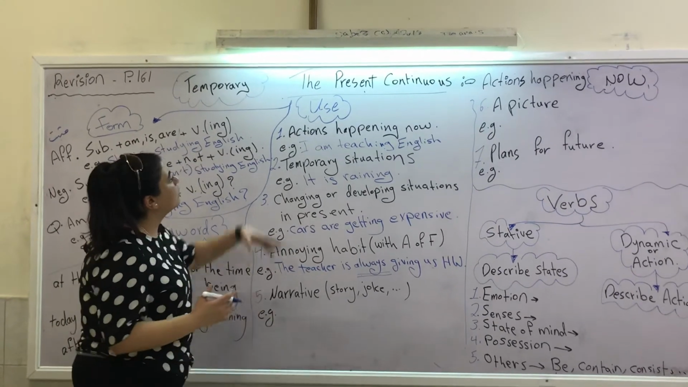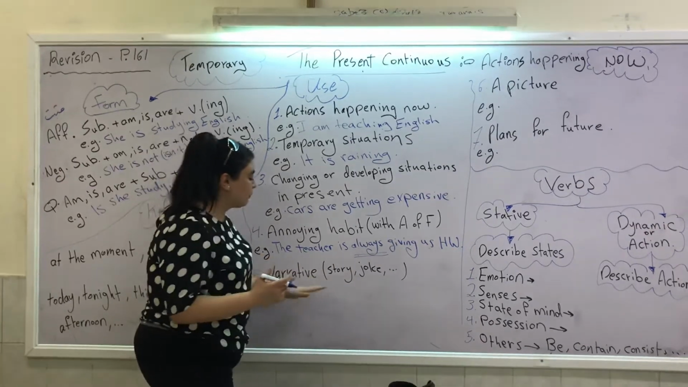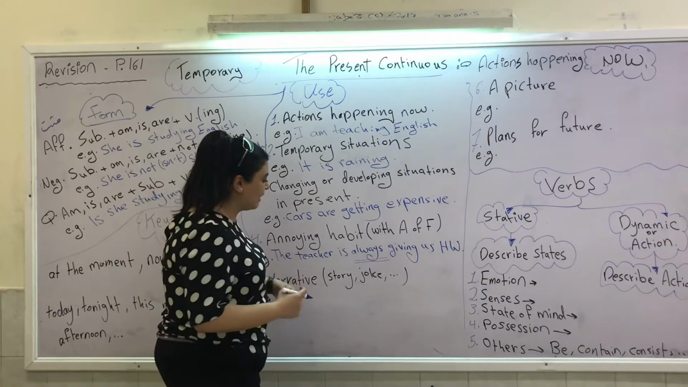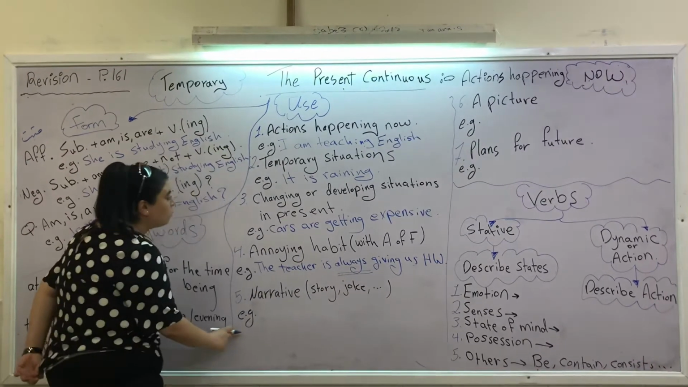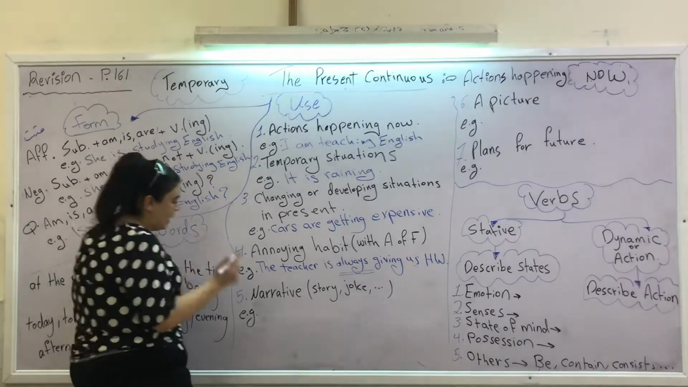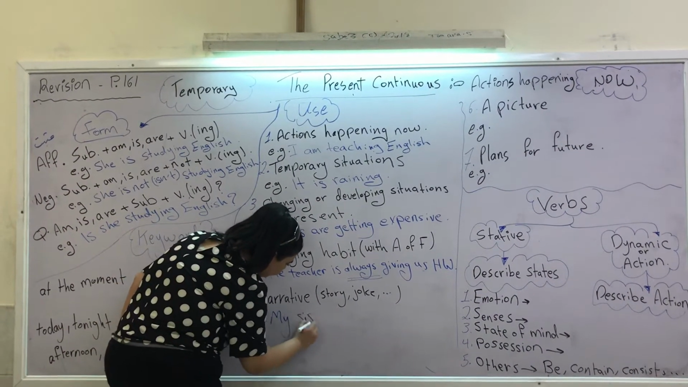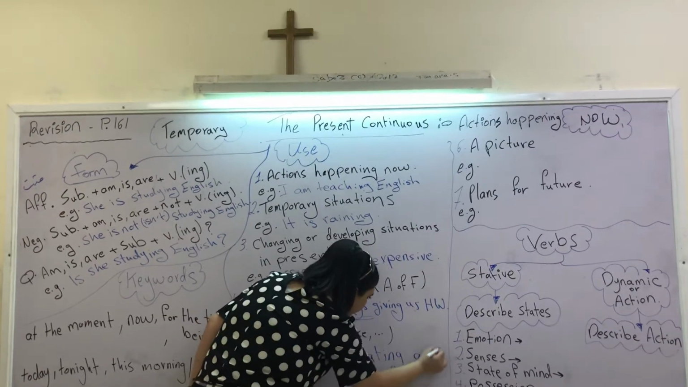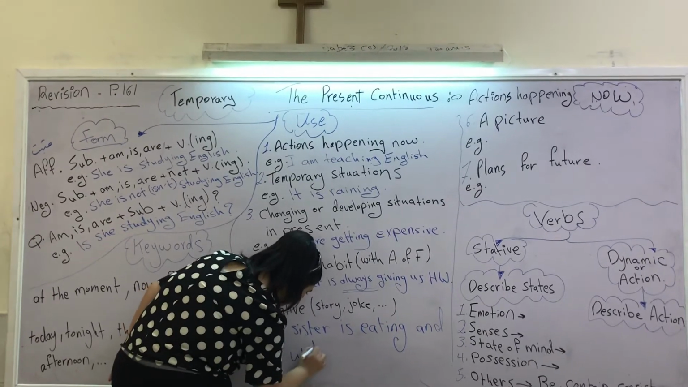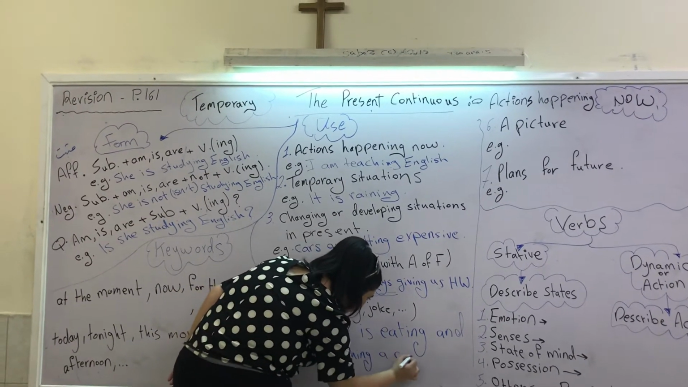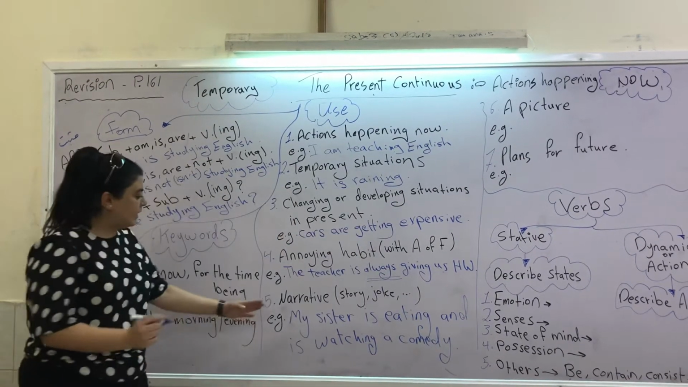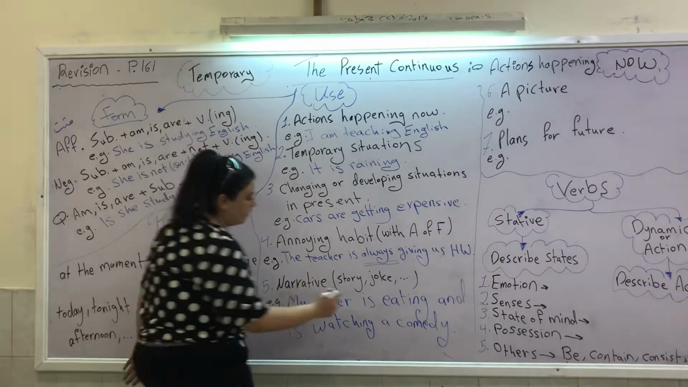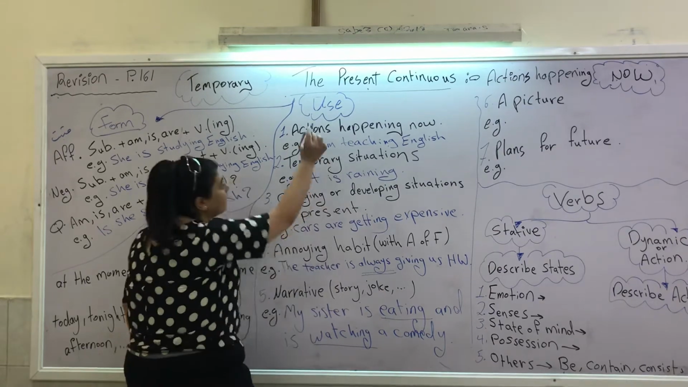Here the fifth use of the present continuous is in the narrative form. That is, when I want to tell a story, okay, or a joke, or for example comment on things in sports, okay, I put it in the present continuous form such as my sister is eating and is watching a comedy. There is more than one action and they are happening at the same time in the narrative form. So I put the verbs in the present continuous form.